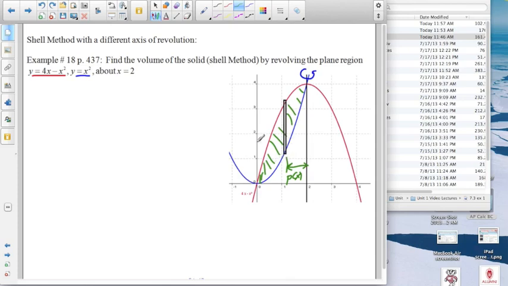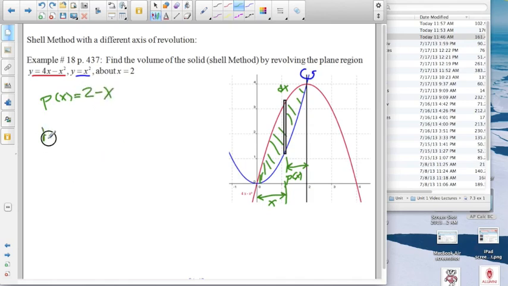We know the distance from the y-axis to the incremental rectangle is just x. So coming out in this direction, we have the value x. We're just measuring from 0. And of course, coming out to the axis of rotation is 2. So that makes p of x that leftover portion right in here. So it's going to be 2 minus x. So that's going to be our p of x.